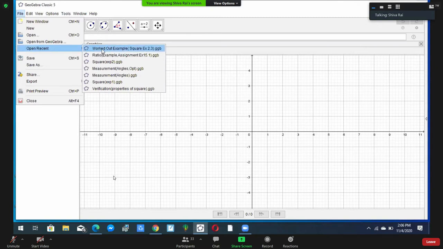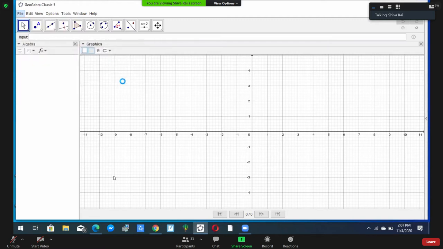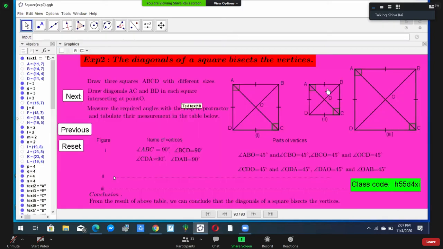Today's topic, the last one, experimental verification left in square. Okay, everyone, look here. Have you got it on the screen? Yes, sir. You have got it. You look here. What does it say in the statement of this experiment? Everyone look.